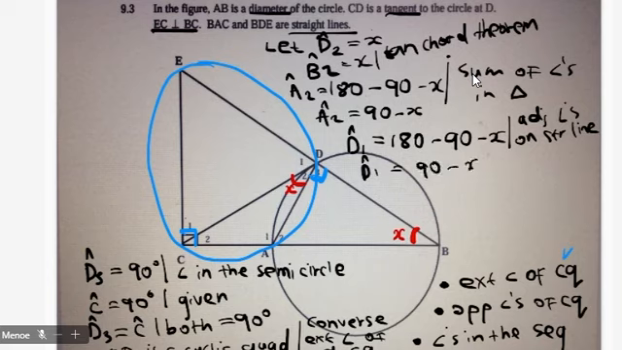What did the question say? Prove that A2 is equal to D1. So we have proved it. You say A2 is equal to D1. Why? Because they are both equal to 90 minus X. As easy as that. You see, these proving questions are not that difficult. We are the ones who make them difficult.